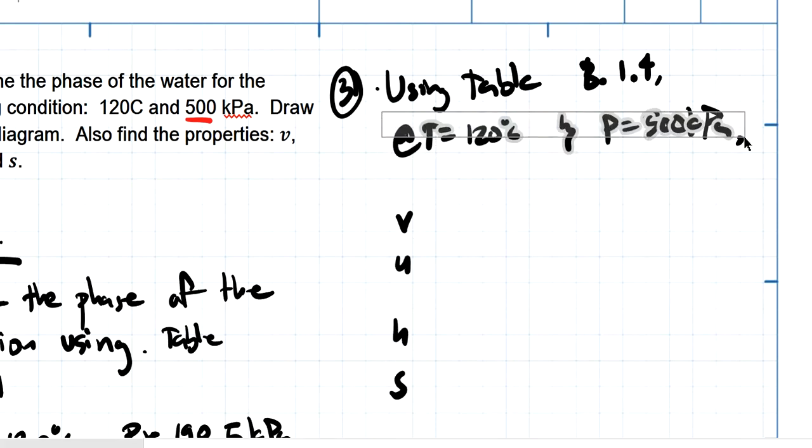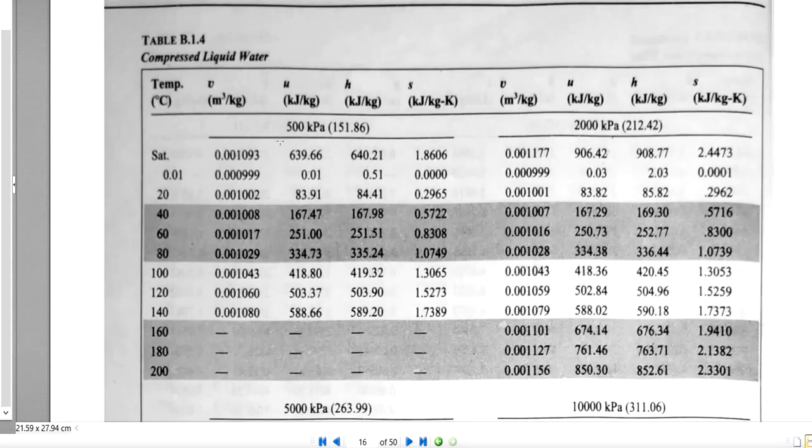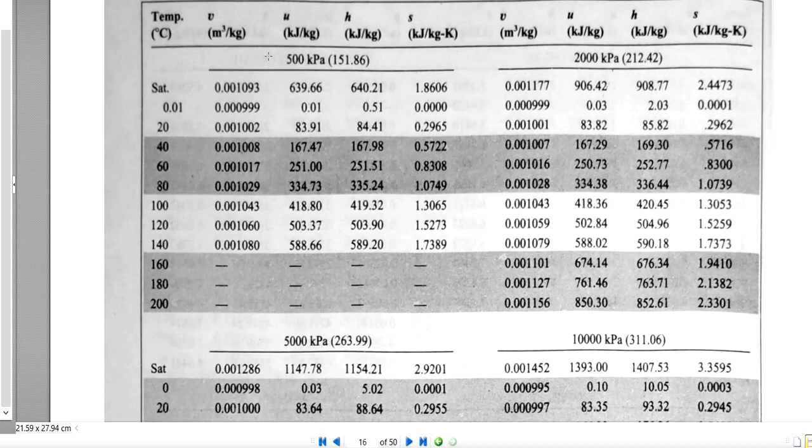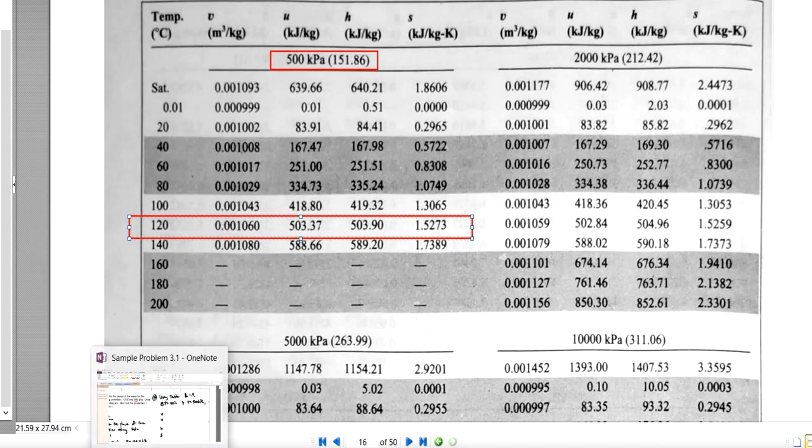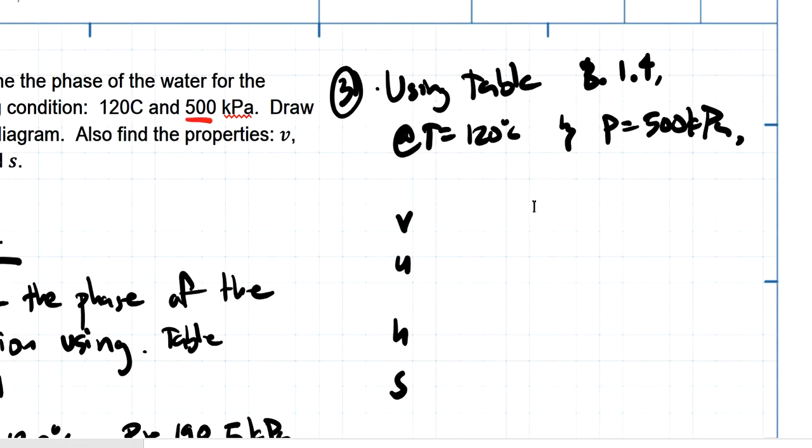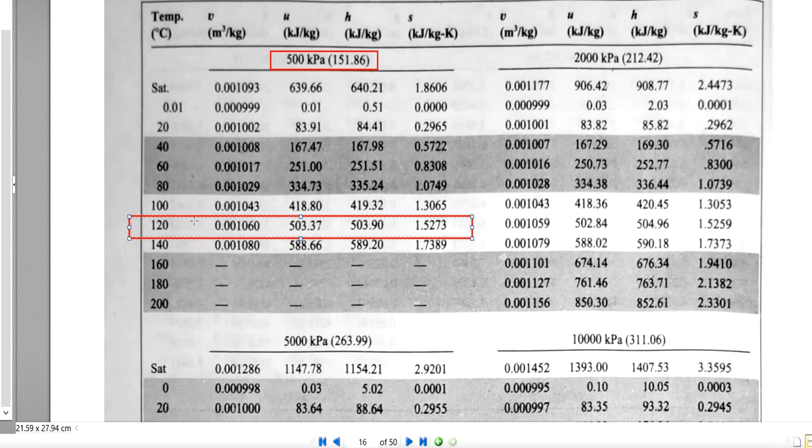Okay, so here's our condition again: 120 degrees C and 500 kPa. So first check this 500 kPa, and 120. So here it is. So our values are, let's copy these: V, U, and H.